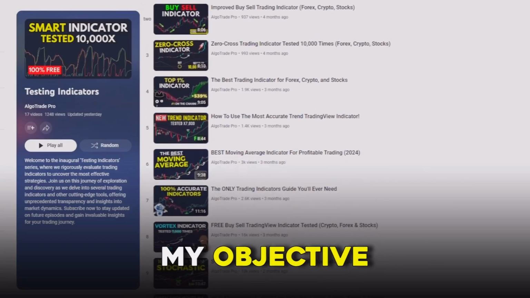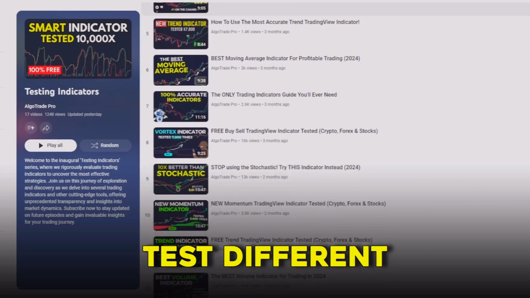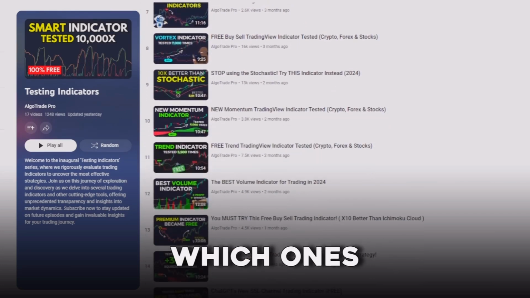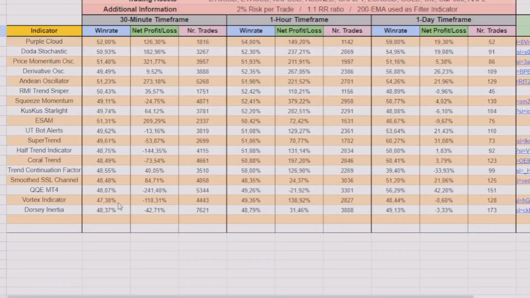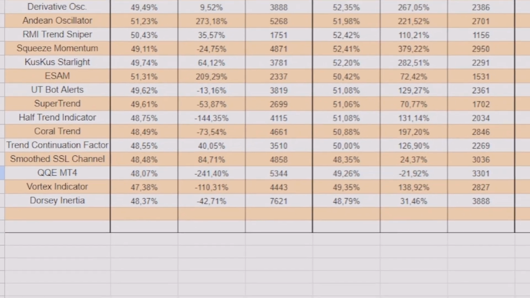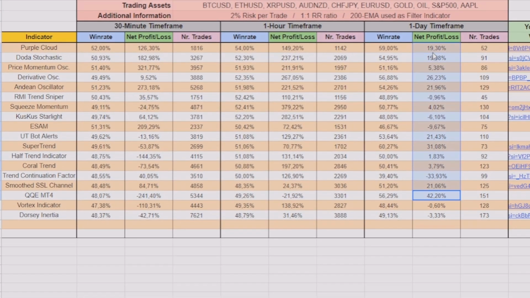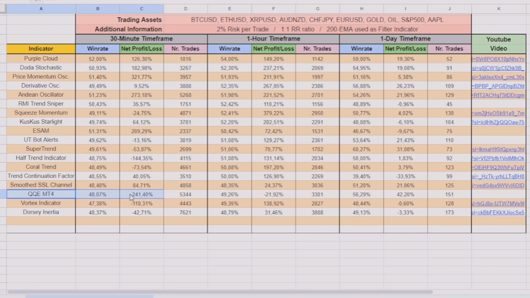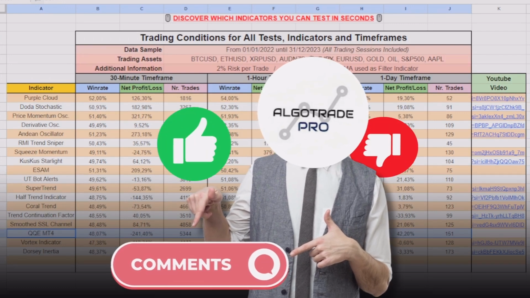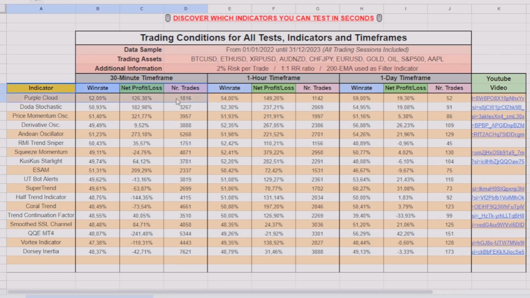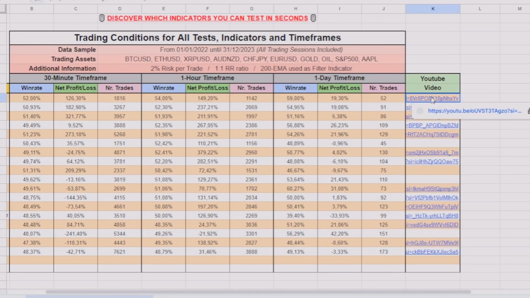In this series, my objective is to simply test different indicators to discover which ones give us more probability of success. In our ranking sheet, the QQE MT4 is the most profitable indicator we had so far on the daily time frame, as you can see. But when analyzing all the results together, I believe its fair place is here. Tell me in the comments if you agree with this position or not. And again, the purple cloud will continue to be our top indicator tested so far, and you can watch the corresponding video here.